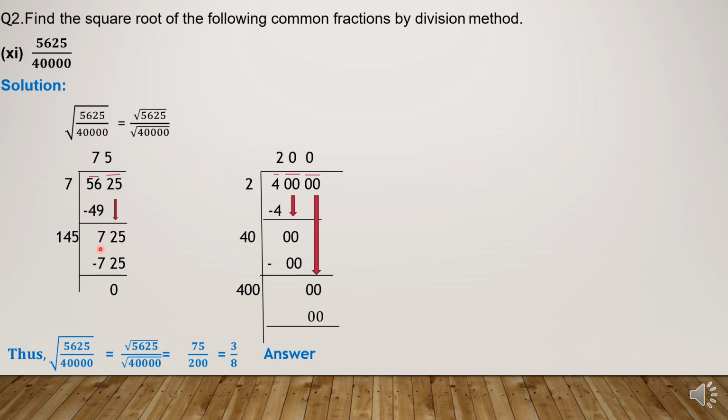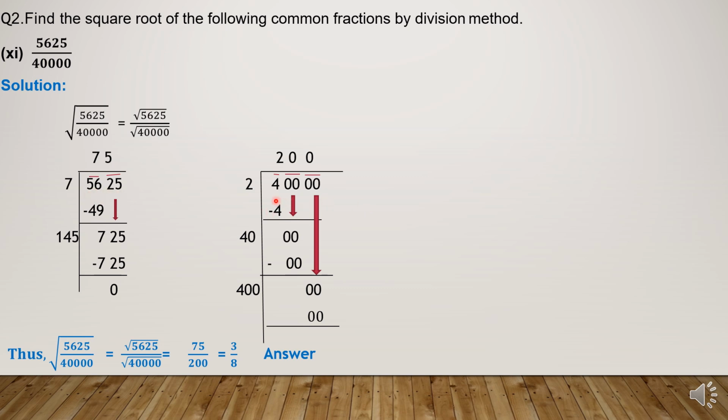Here now your dividend is 725. Make here a new divisor. How? 7 will be added to 7 and you get 14. With 14 you have to guess a number. That number is 5. 145, 5 5s are 725. Remainder is 0, means 75 is your answer of square root of 5625.